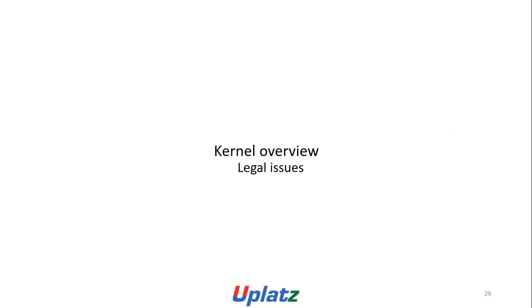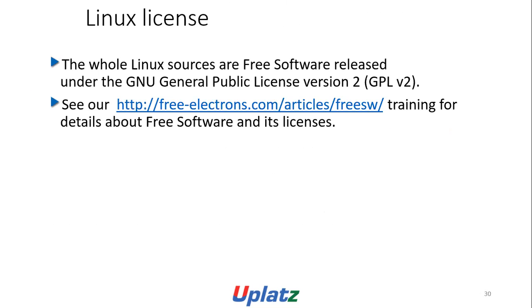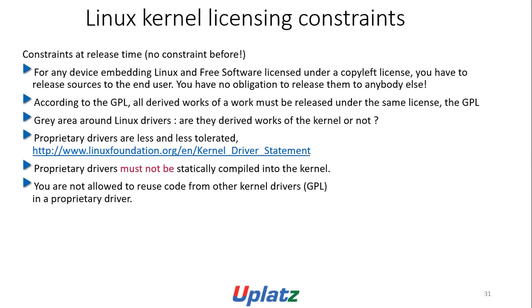Kernel overview, legal issues. The whole Linux sources are free software released under the GNU General Public License version 2, GPL version 2. See our freeelectrons.com article, PSW training for details about the free software licenses. Constraints apply at release time, no constraint before.